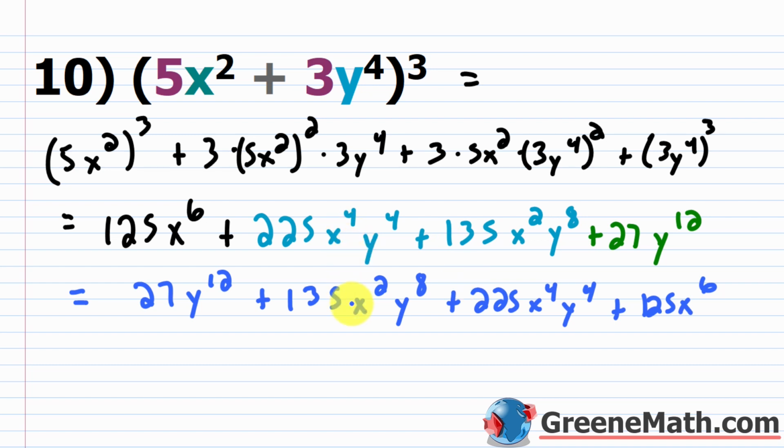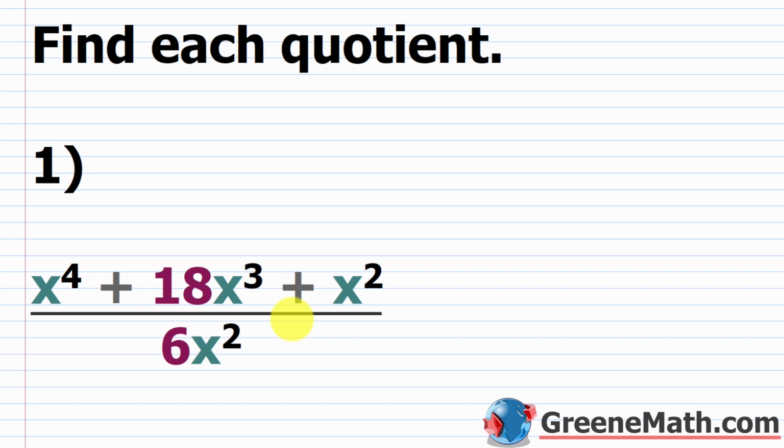So either way you want to list your answer, I'll just say it's 27y to the 12th power plus 135x squared y to the 8th power plus 225x to the 4th power y to the 4th power plus 125x to the 6th power. All right, let's take a look at our practice test.